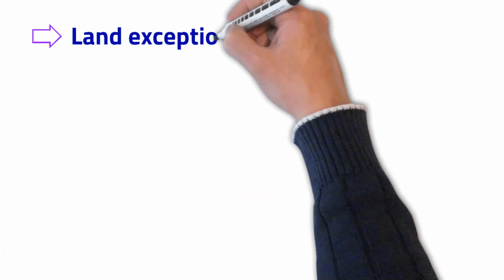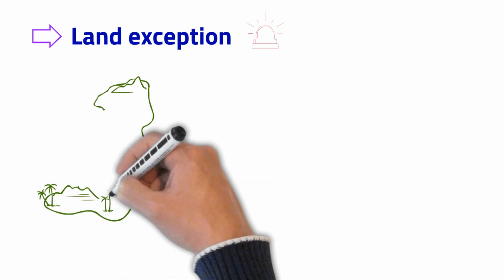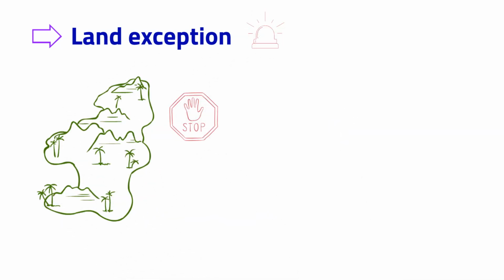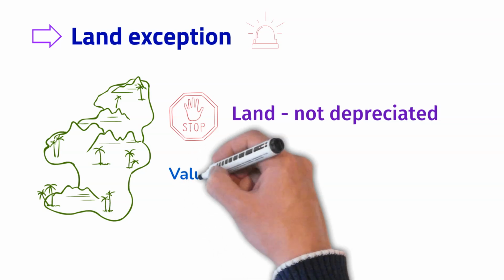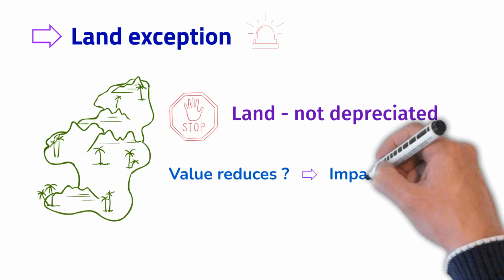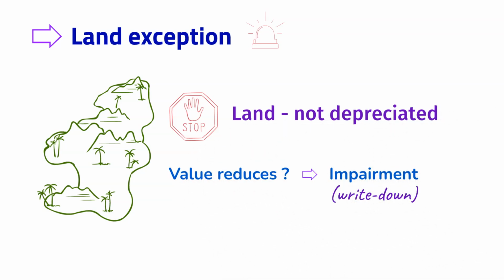But there is one asset which is normally not depreciated. It's land. Its value usually doesn't wear out, though the building on it does. But if the value of the land falls significantly and rapidly, you will need to impair it, write down its value directly. What about intangible assets?